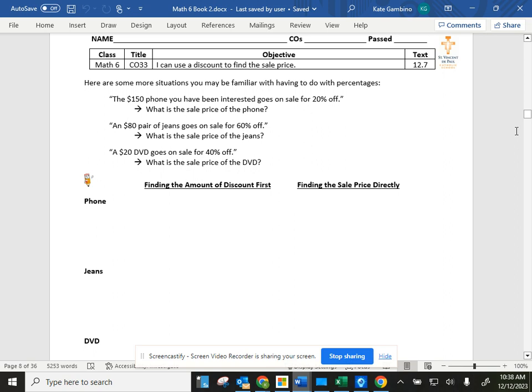Good morning. Today we are on CO33. I can use a discount to find the sale price. So we're still working with percentages.